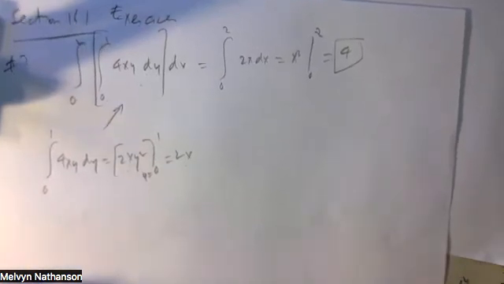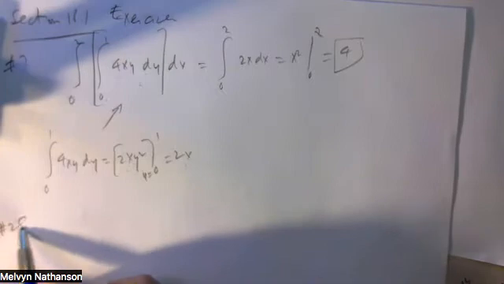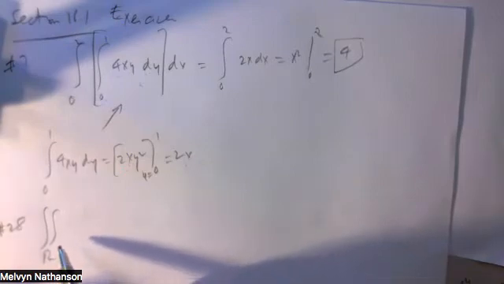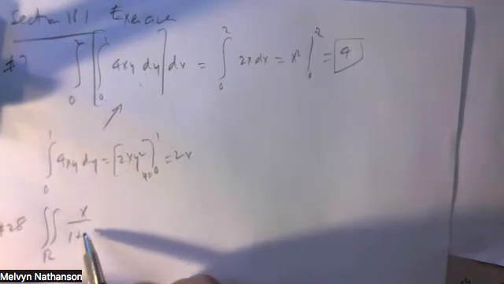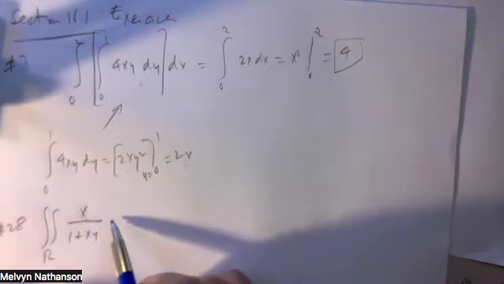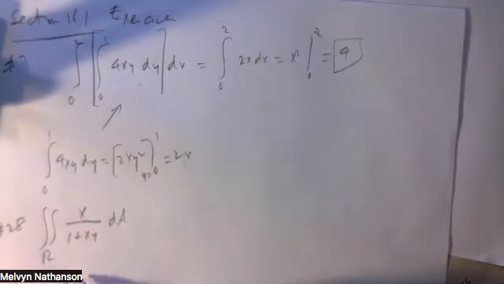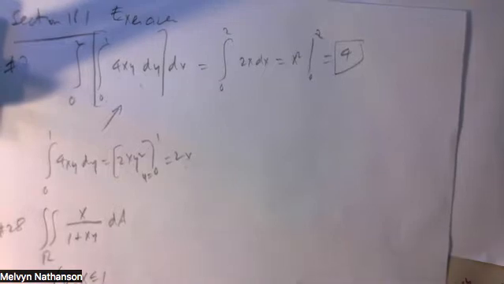Let's take another example. This one, should I take one a little bit more challenging? Suppose we have the double integral over R of x over 1 plus xy, where the rectangle R is given by all the points where x is between 0 and 1, and y is between 0 and 1. That's the rectangle. It's the unit square.